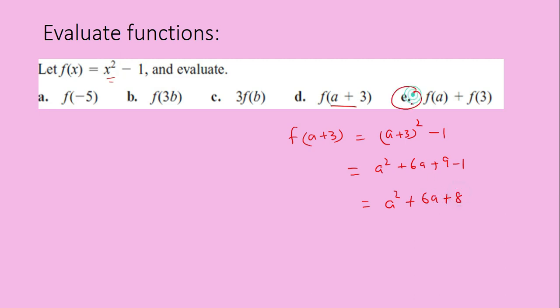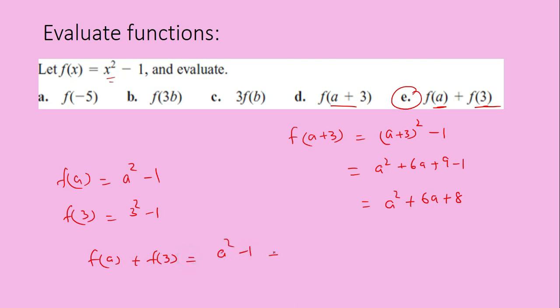And finally the e case: first find f of a, then find f of 3 and then sum them up. F of a is obtained by replacing x by a. It is a squared minus 1. F of 3 is 3 squared minus 1. So when you add f of a plus f of 3, you get a squared minus 1 plus 9 minus 1, which is 8. So you will get a squared plus 7 as the answer for e.